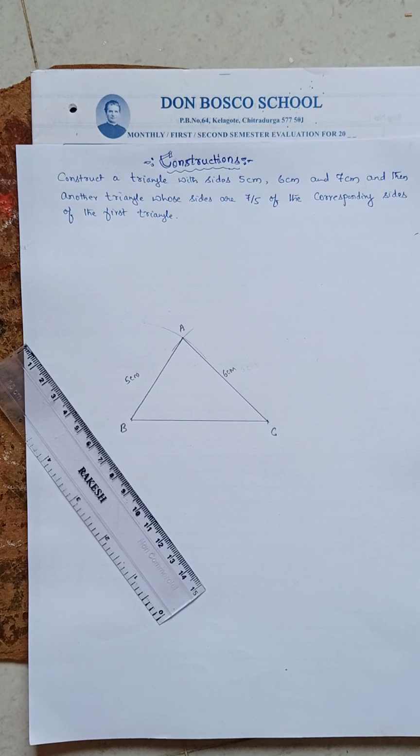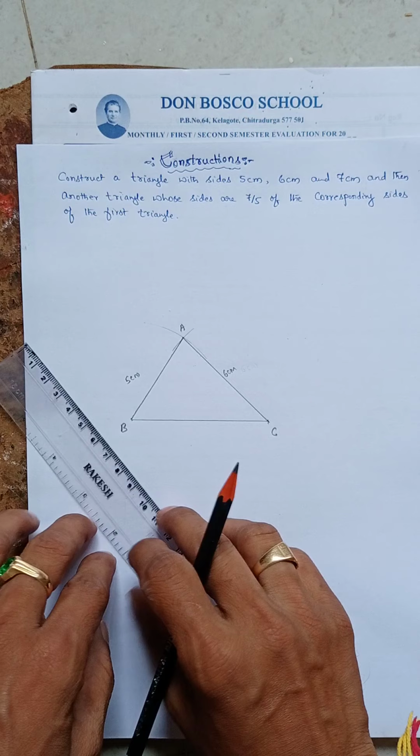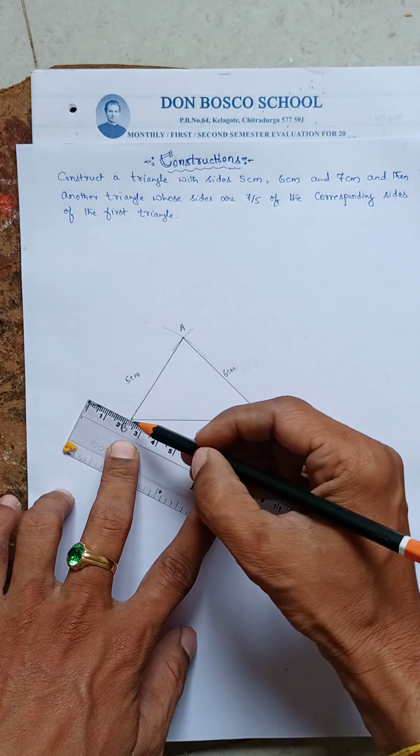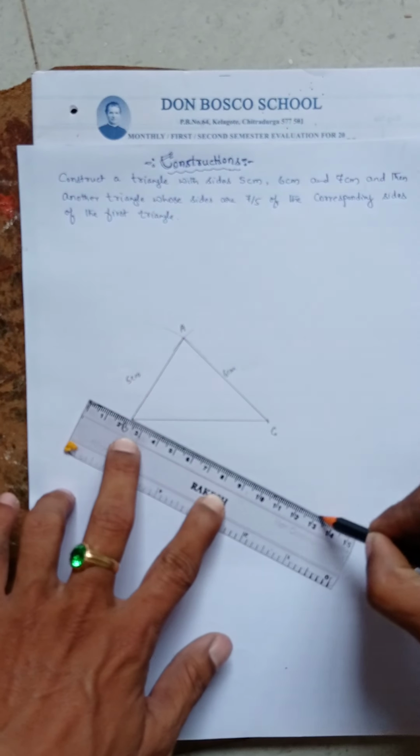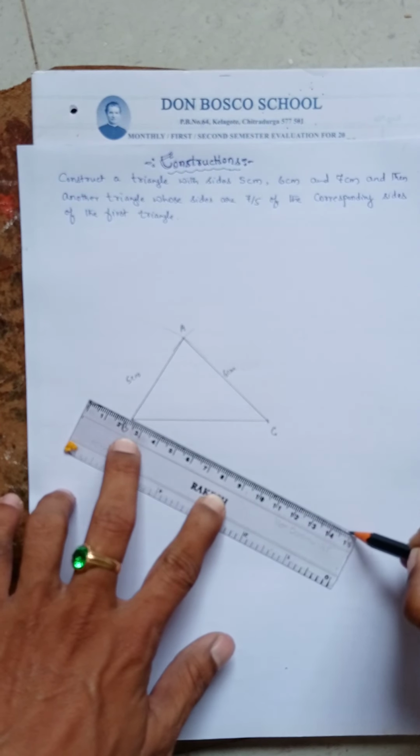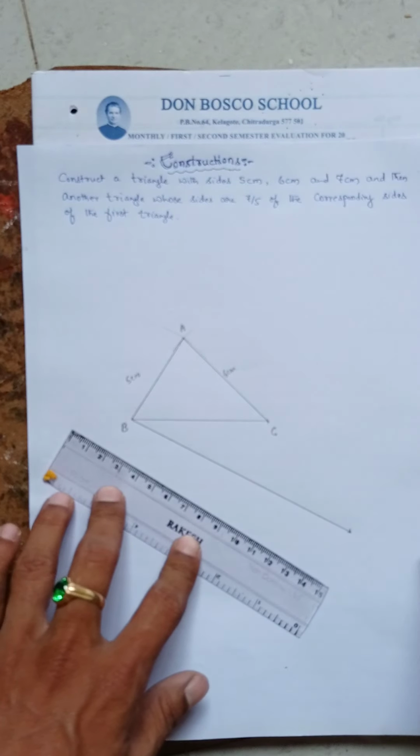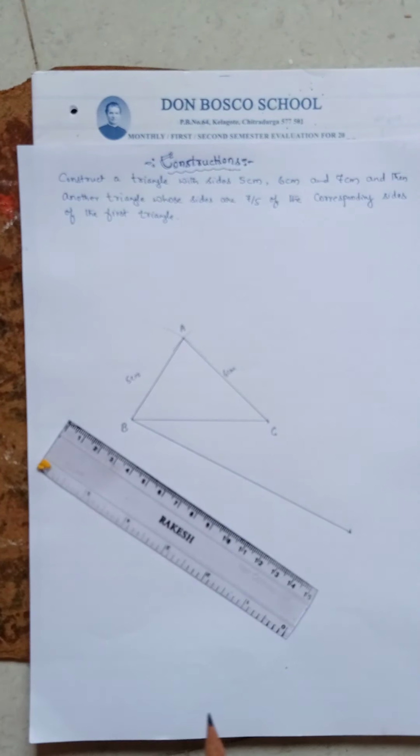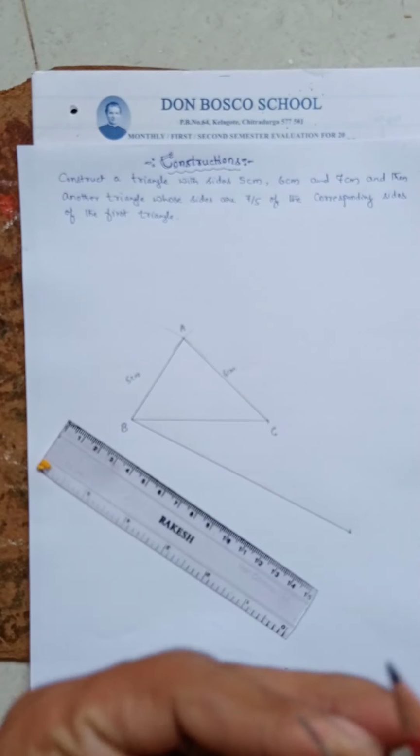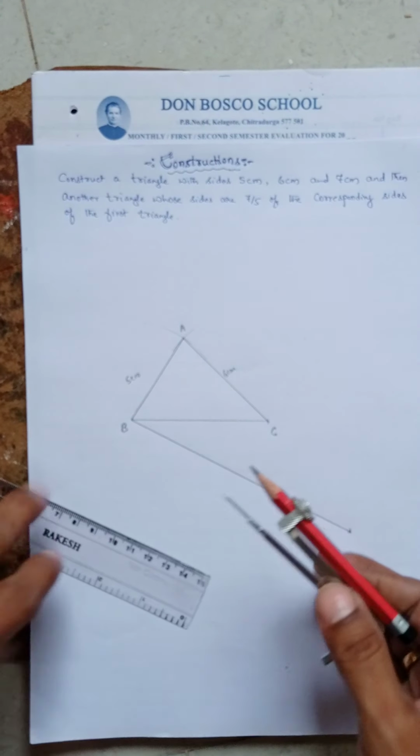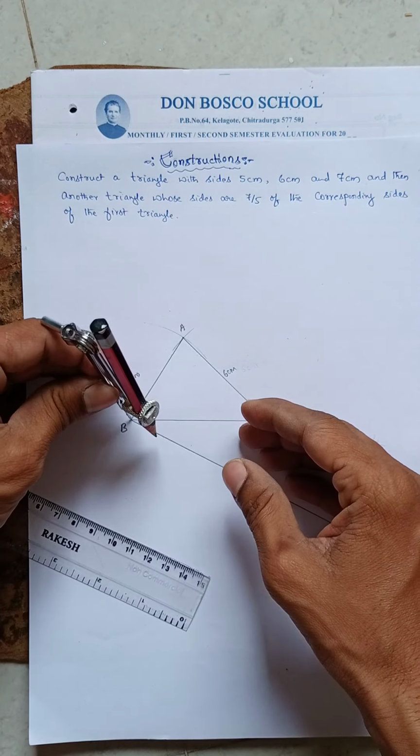Now the scale factor is 7 by 5. So for that, make an acute angle with BC here. Draw a ray with BC here. Now make this ray into 7 equal parts. Take some considerable distance with an arc, and now go on making 7 parts here.